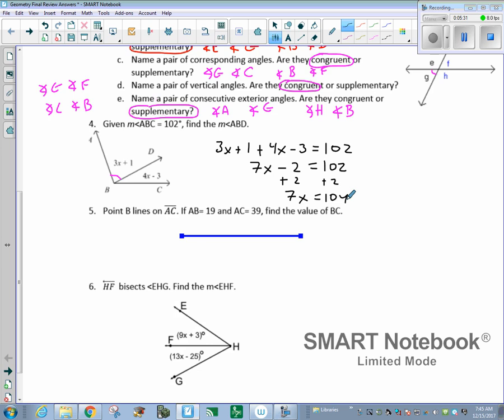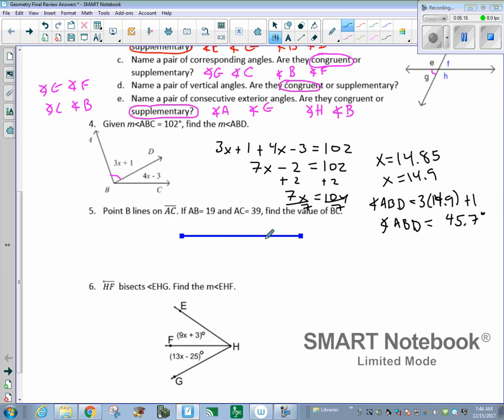And then when I divide 104 by 7, I get 14.85. So divide by 7. X equals 14.85. We're going to call it 14.9, that's fine. And so then if I want to find ABD, angle ABD will equal 3 times 14.9 plus 1. So when I calculate that, I end up with angle ABD is equal to 45.7 degrees. All right, and that's really what we're looking for in this one.